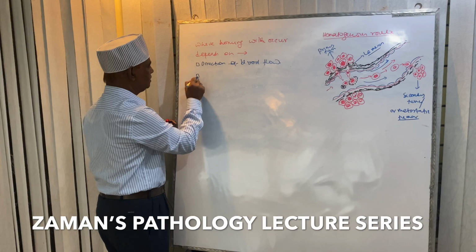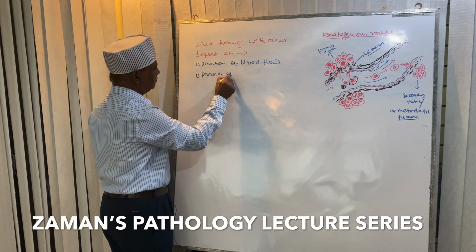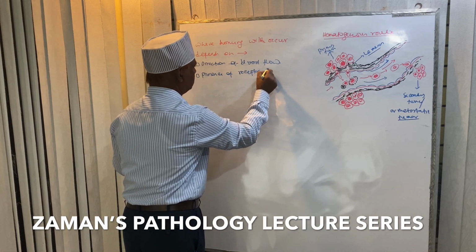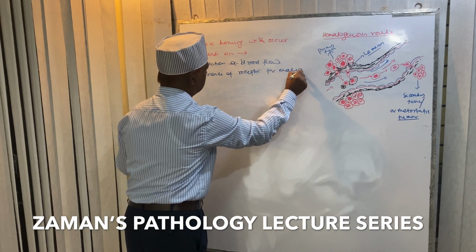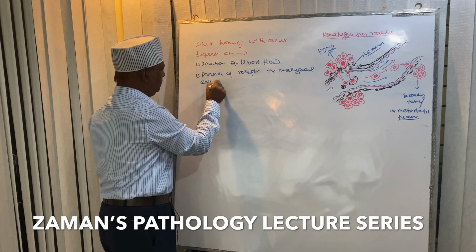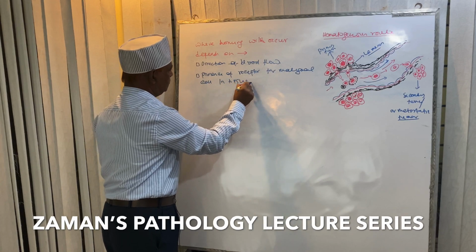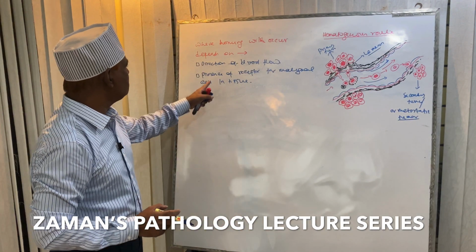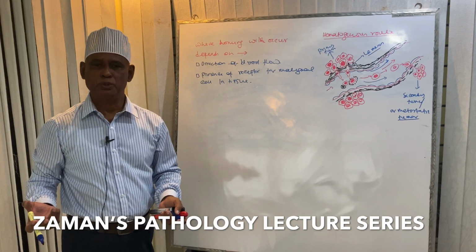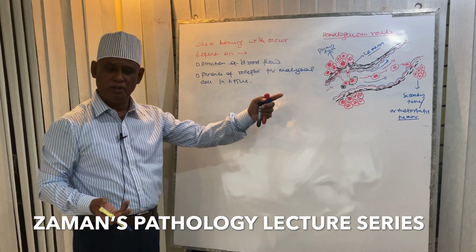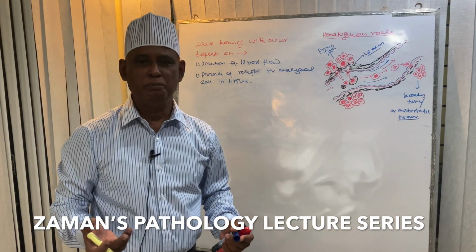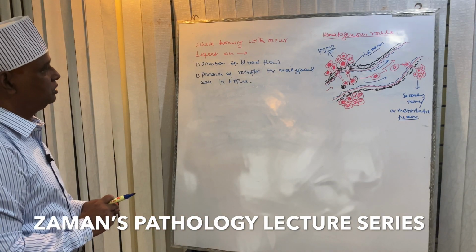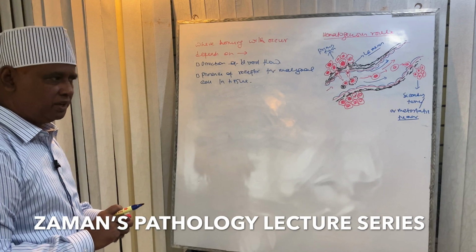Another one, presence of receptor for malignant cell in tissue. So, where homing will occur, it also depends upon the presence of receptor for that malignant cell in tissue. So, homing depends on direction of blood flow and presence of receptor for the malignant cell in tissue. So, this is all about the hematogenous metastasis of malignant tumor.